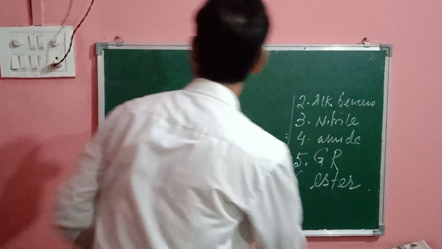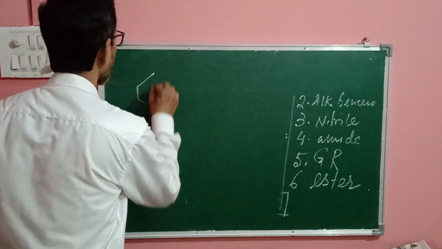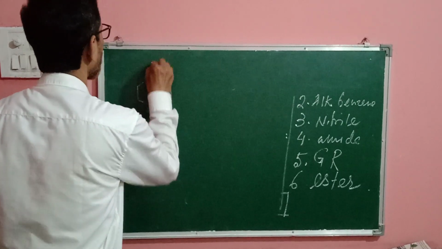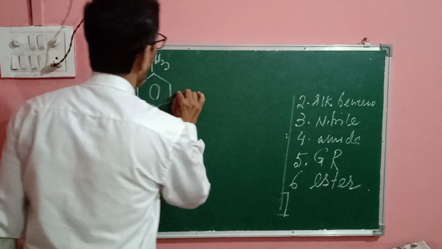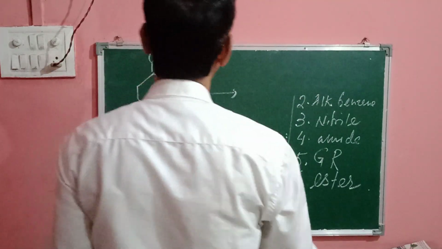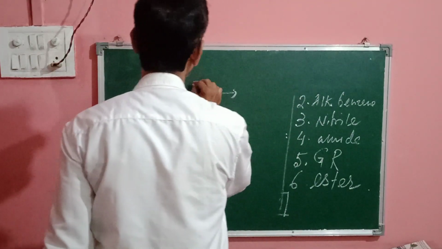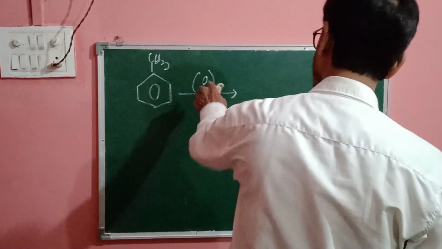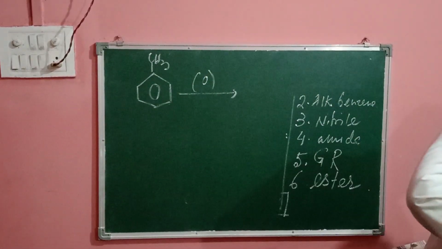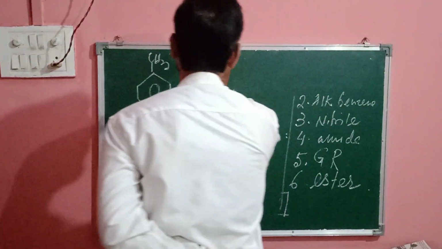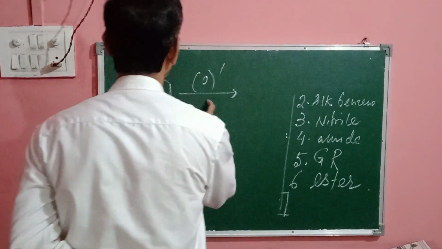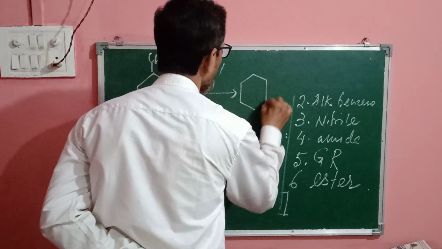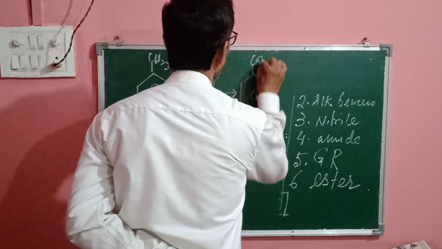Next is alkyl benzene. We are taking the example of toluene. Alkyl benzene on oxidation with KMnO4 and potassium hydroxide, a strong oxidizing agent. You can write KMnO4 with potassium hydroxide in alkaline medium. It simply transforms into COOH.